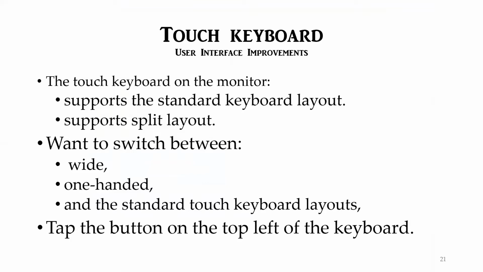If you don't have a touch screen, you can still bring the keyboard up on the screen and you can use your mouse to make entries. And of course, now they have all different kinds of variations of the screen, and how it will appear. And if you want to switch between wide, one-handed, split, etc., you tap the button on the top left of the screen and it'll allow you to make settings for the keyboard.